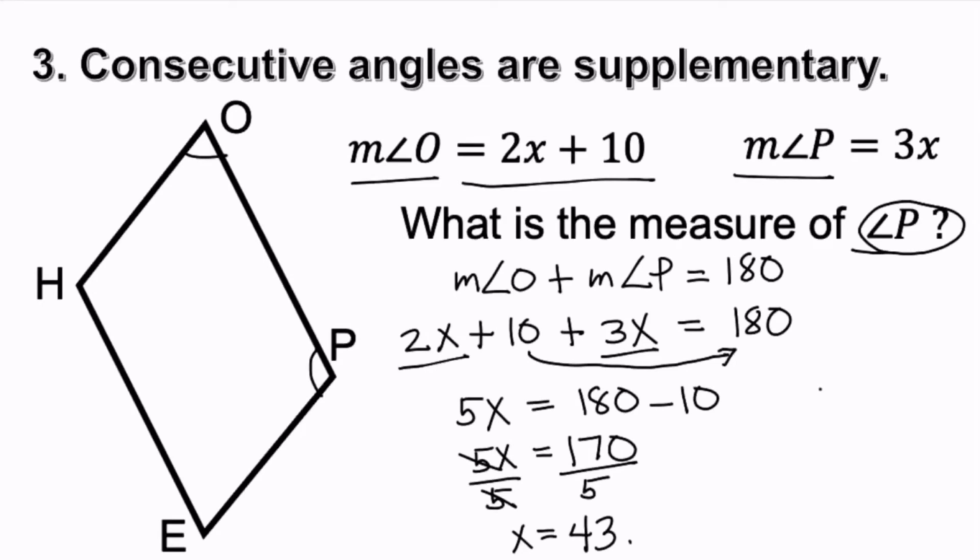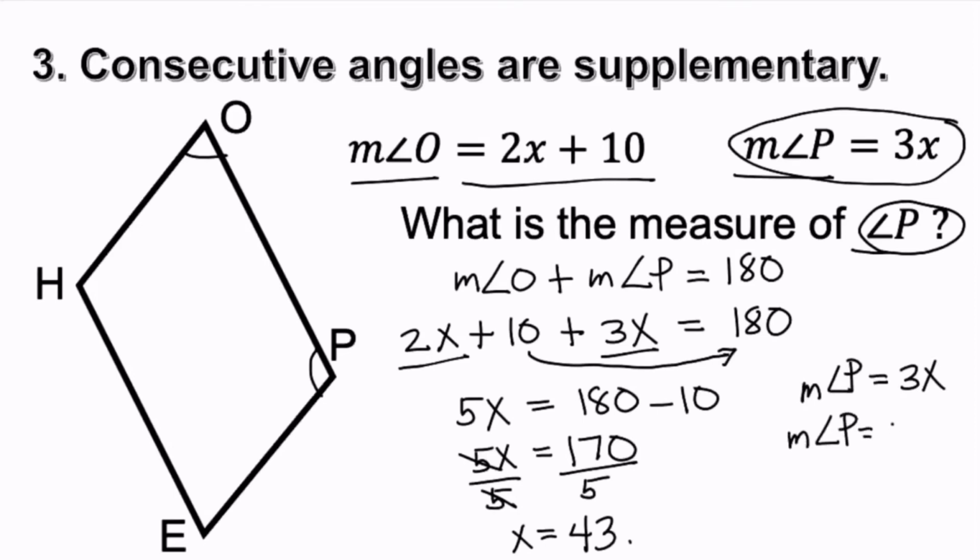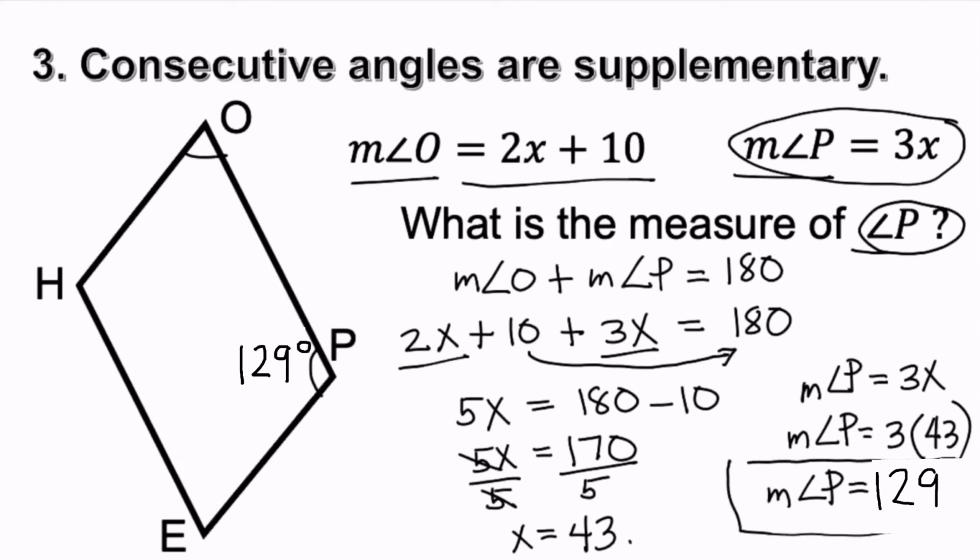Sa given, ang measure ng angle P ay 3x. So, isulat natin. Measure of angle P equals 3x. So, kopyahin natin at ang gagawin ay isa-substitute lang natin ang value ng x na nakuha natin. Ito ay 43. So, multiply na natin. 3 times 43 equals 129. Ito na ngayon ang measure ng angle P. So, sulat natin. 129 degrees.